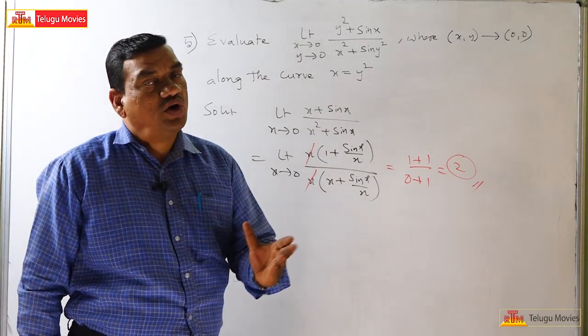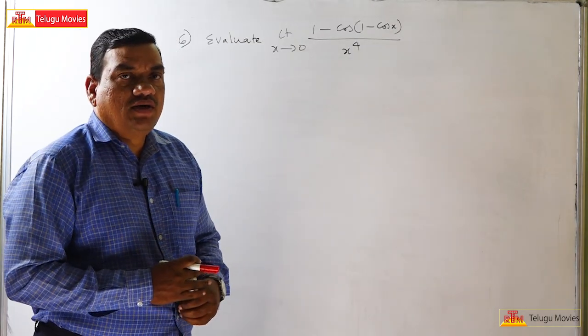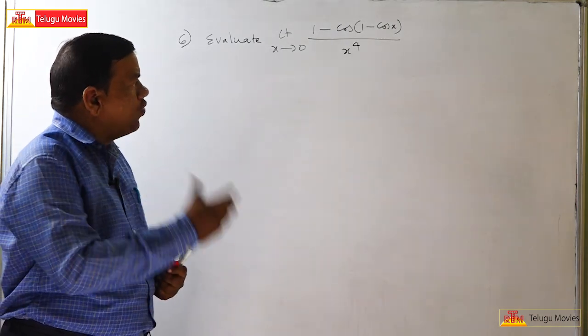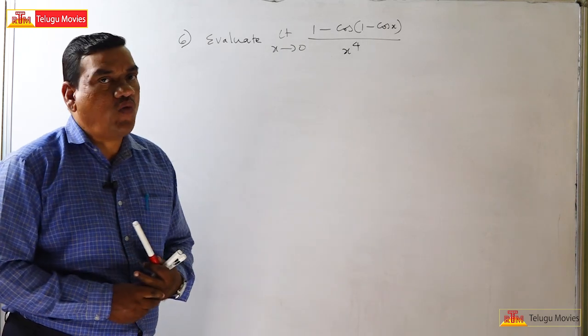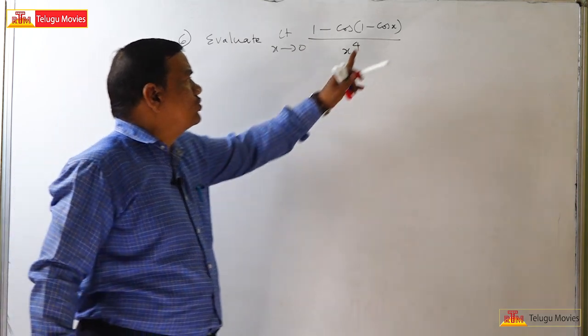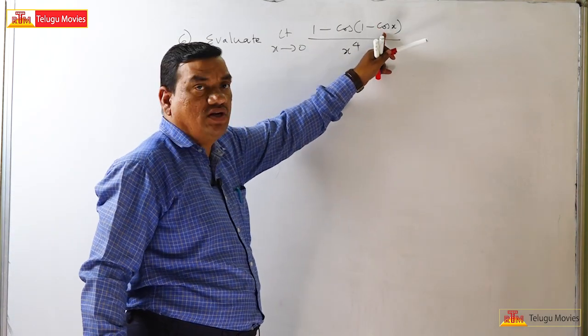Let us move to the next problem. Welcome to this problem. So here limit x tends to 0, 1 minus cos of 1 minus cos x by x to the power of 4. Okay, so if you substitute x is equal to 0, cos 0 is 1, 1 minus 1, 0.